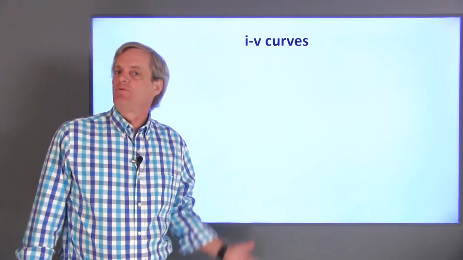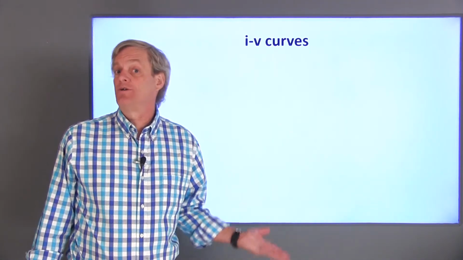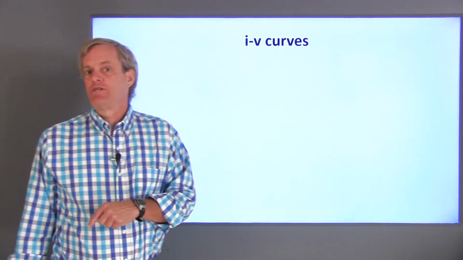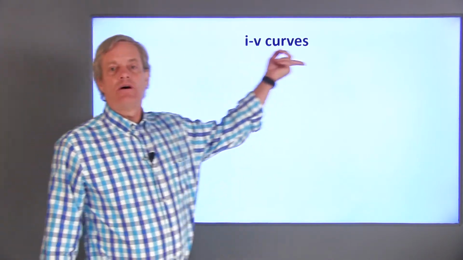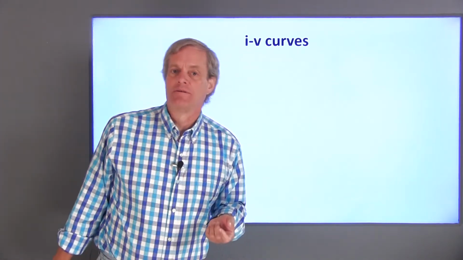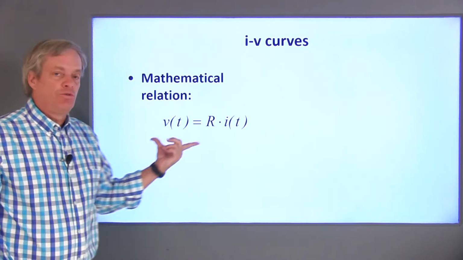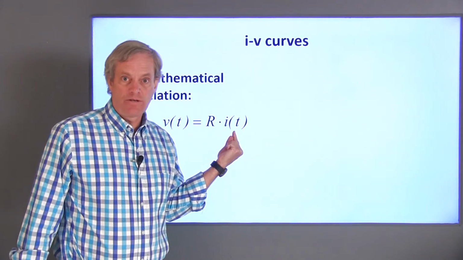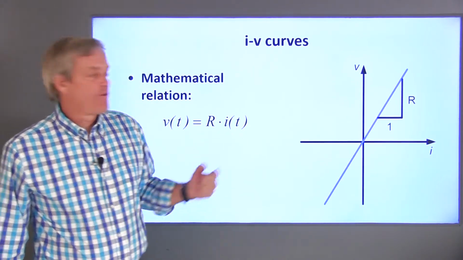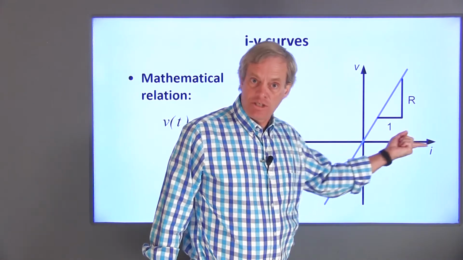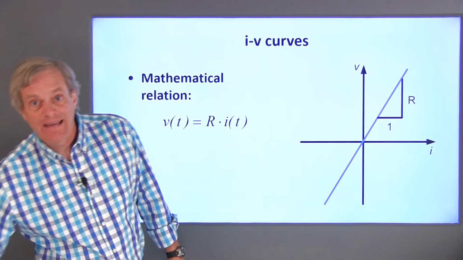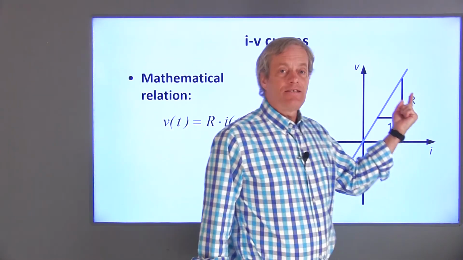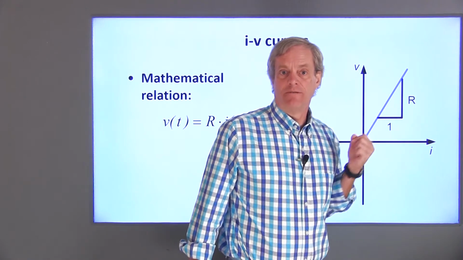The relationship between voltage and current for a resistor can also be represented in graphical form. A graph of voltage as a function of current, or current as a function of voltage for a circuit element, is usually called the IV curve for the element. Mathematically, the voltage-current relationship for a resistor is voltage is equal to resistance times current. So for a resistor, the plot of voltage as a function of current is just a straight line that passes through the origin and has a slope that's equal to the resistance.